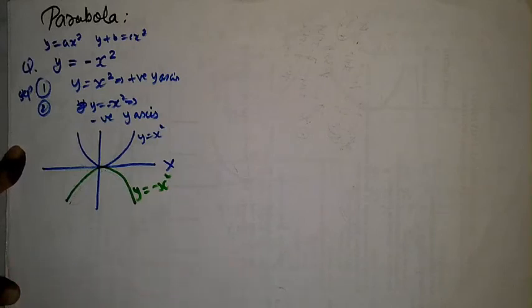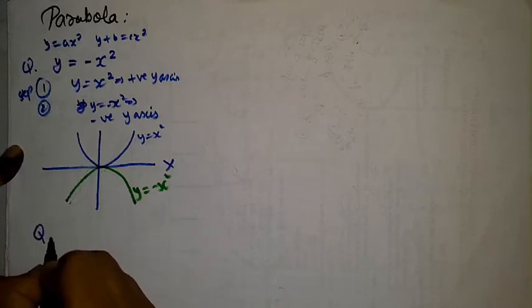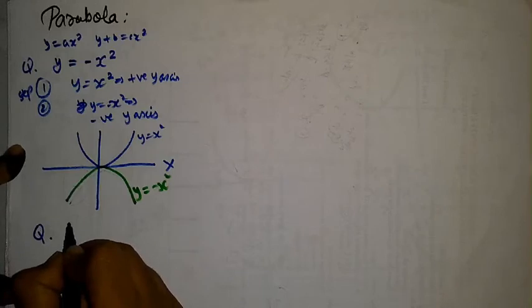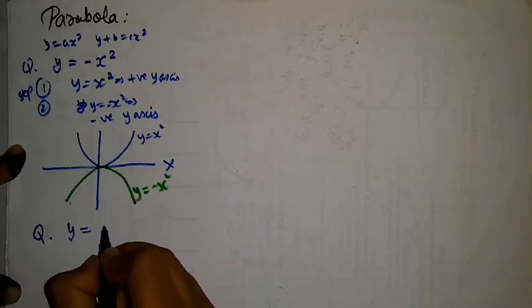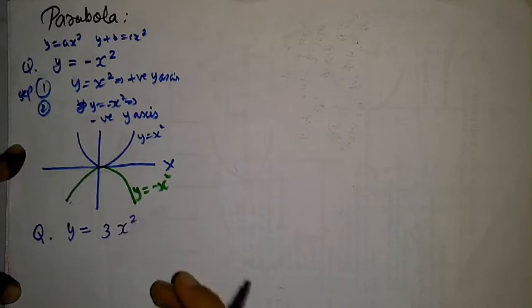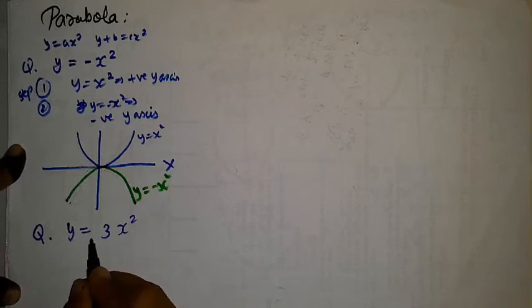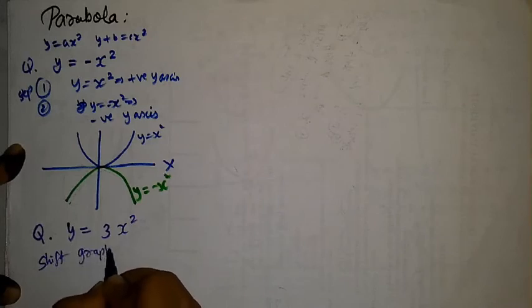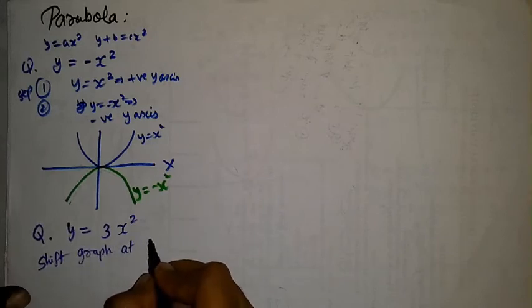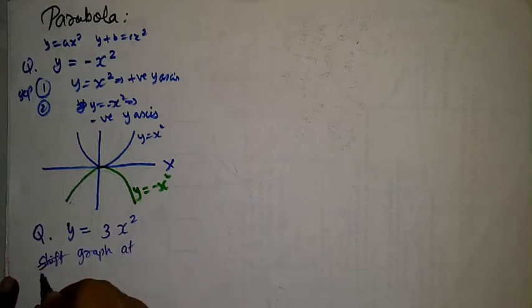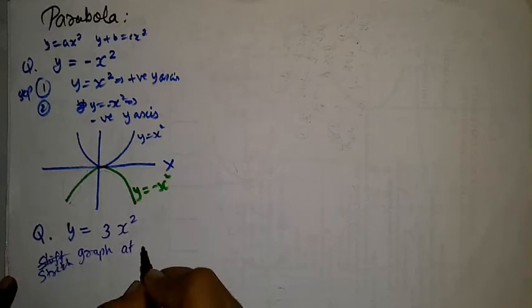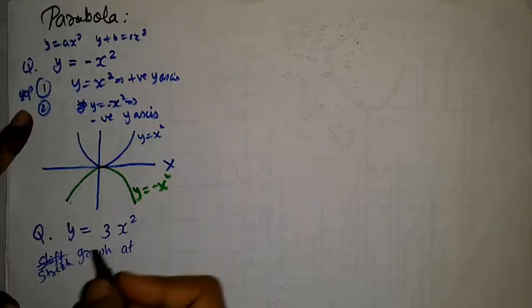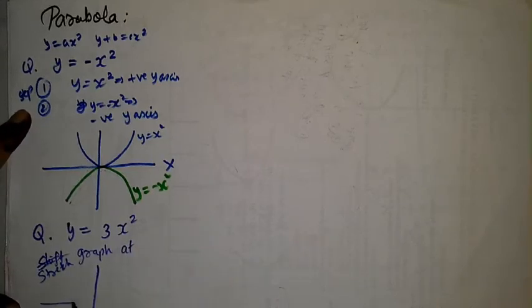Now when the question is to draw the graph of y is equal to 3x square, when a variable is multiplied before, what do we have to do? We have to shift the graph, or rather, actually it will be a stretch of the graph in such a way. So let me draw the figure first of all.